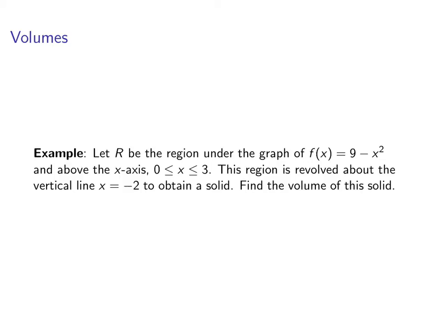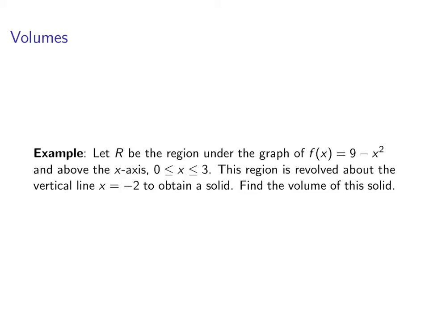Let R be the region under the graph of f of x equals 9 minus x squared and above the x-axis, where x is between 0 and 3. We're going to revolve this region about the vertical line x equals -2 to obtain a solid. We want to find the volume of this solid.